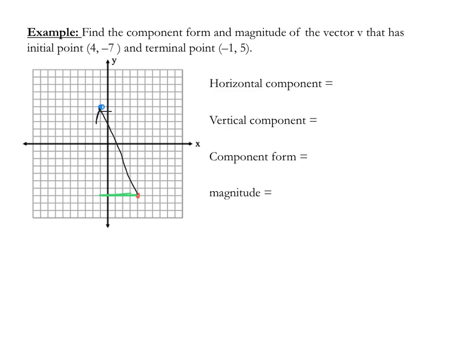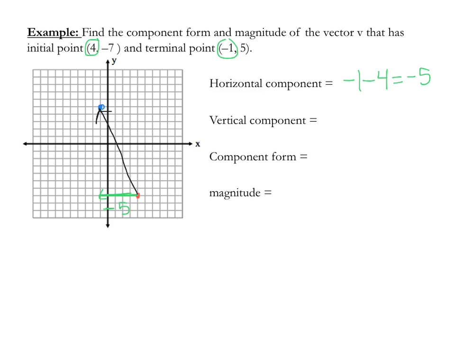So the horizontal change is that it's going over 1, 2, 3, 4, 5. That's negative 5. You could get that same value from looking at these 2 points and subtracting them. We could take the terminal one minus the initial one, and we would get that same number. So the horizontal component is negative 5.